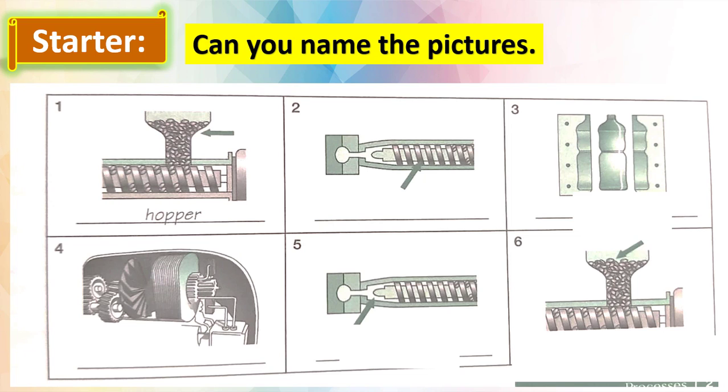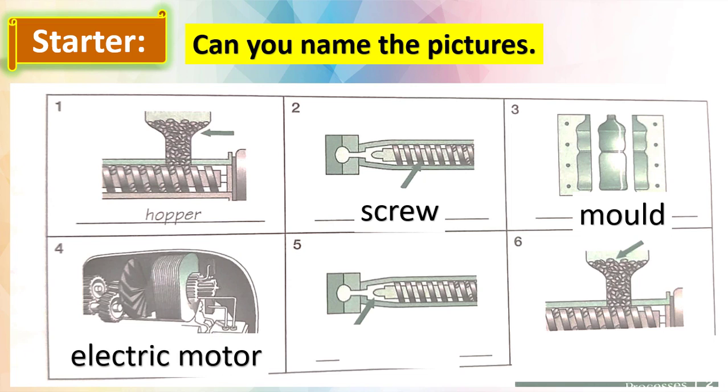Number 1, hopper. Number 2, screw. Number 3, mold. Number 4, electric motor. Number 5, cylinder. The last picture, polymer pellets.